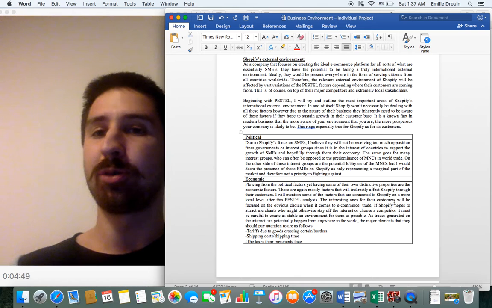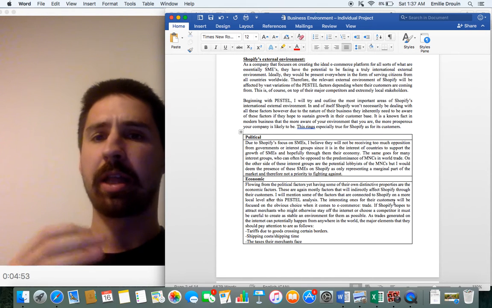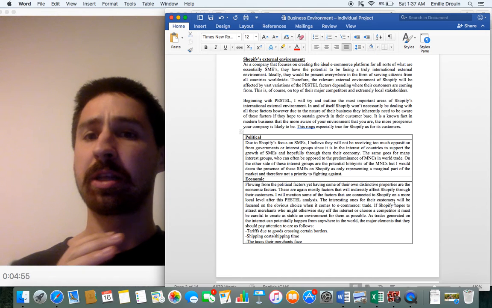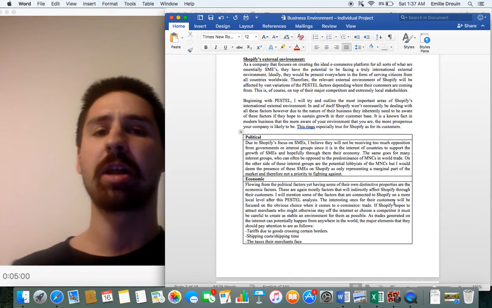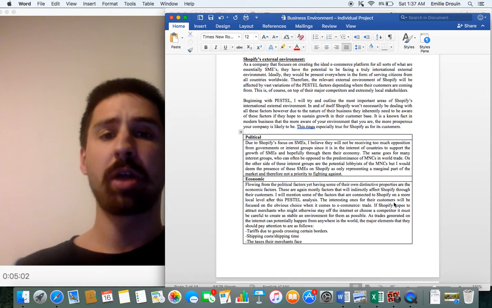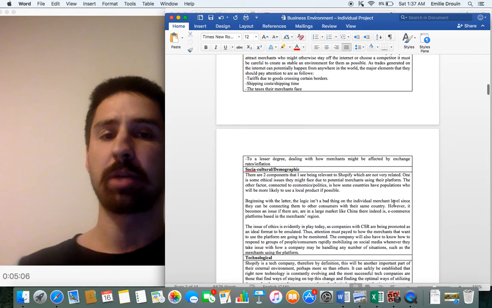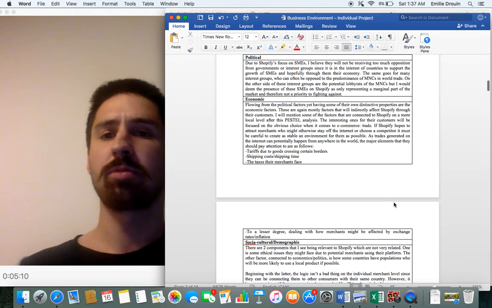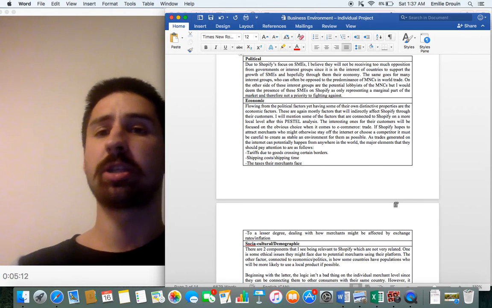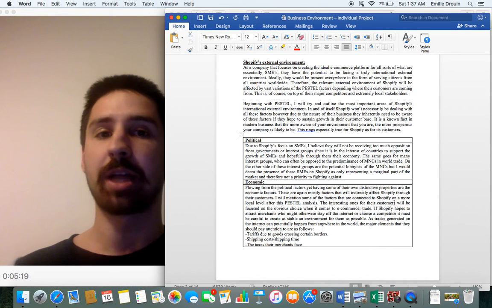A very useful tool for looking at this is a PESTLE analysis. It lets us subdivide the external environment into different categories to make it a bit easier to analyze. We've got political, economic, social, cultural slash demographic, technological, environmental, and legal. So let's just try and sum up quickly what this means for Shopify when we're doing a PESTLE analysis.